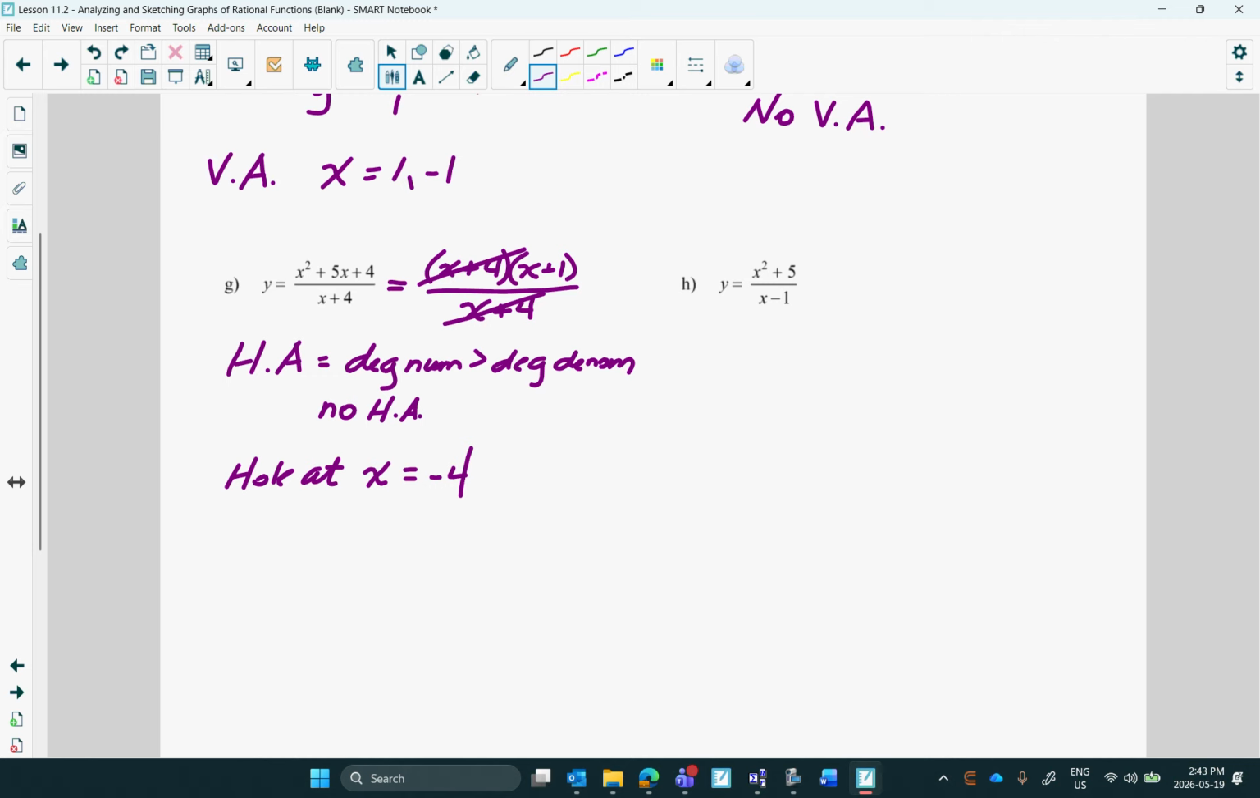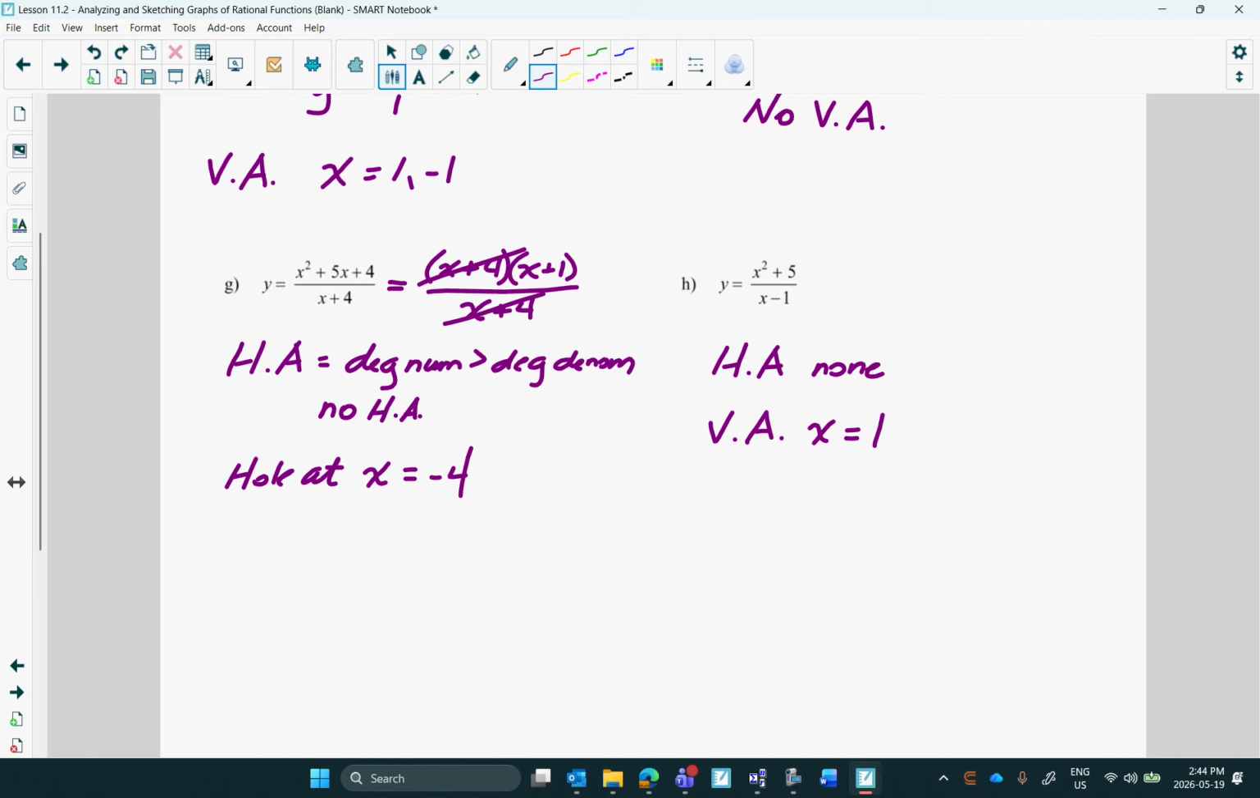How about h? Horizontal? No. None, because the degree of the numerator is greater than the degree of the denominator. Can I factor anything? Nope. X equals 1. And is that a hole or a vertical asymptote? That's a vertical asymptote, x equals 1.